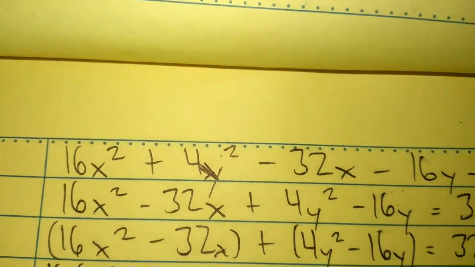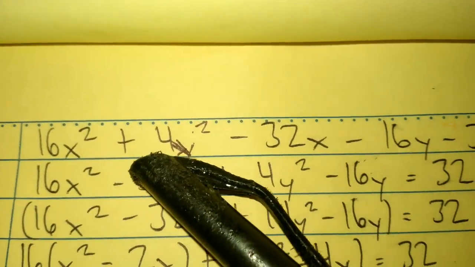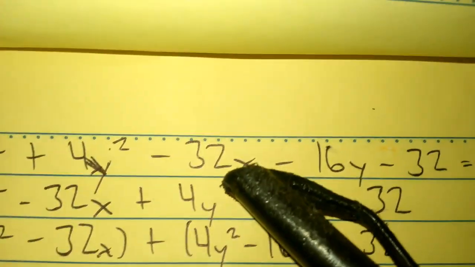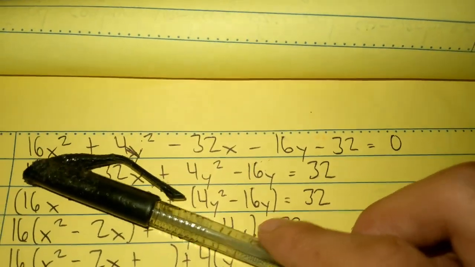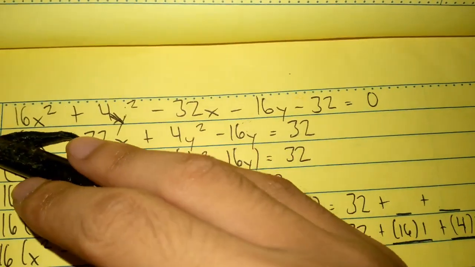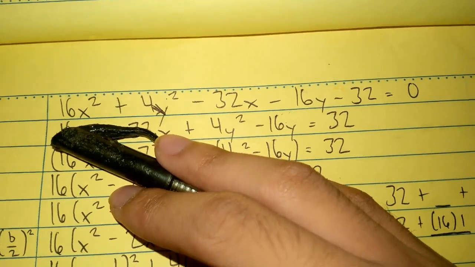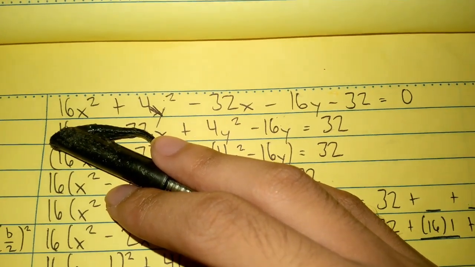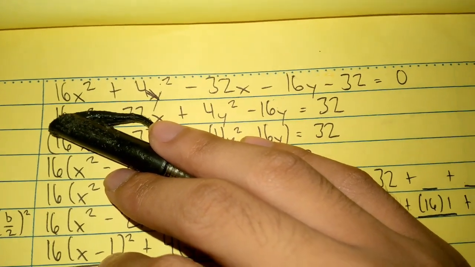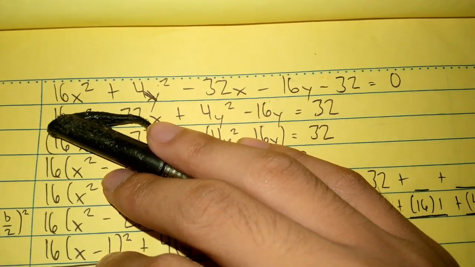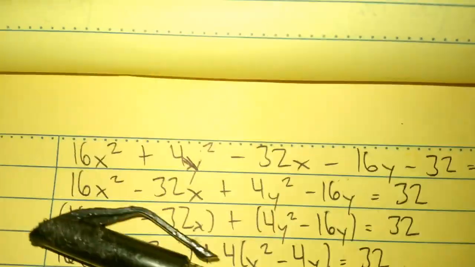So we have an example here: 16x squared plus 4y squared minus 32x minus 16y minus 32 equals 0. As you can see, we have a general equation or general form. Then our goal is to transform it into standard form. So I'll give you now the tutorial.